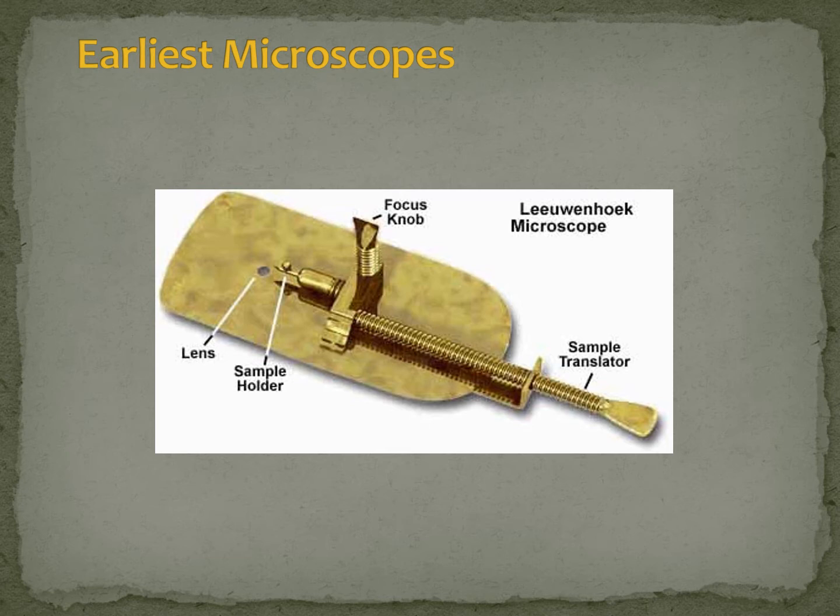The earliest microscopes that were really used to describe cells include the Leeuwenhoek, which has a very simple structure. There is a convex lens in here, and the sample is positioned right at the tip of this needle. Then two different screws, this one and this one, allow the user to position the sample more into focus or less into focus with this microscope.